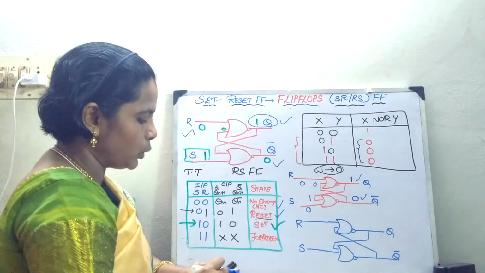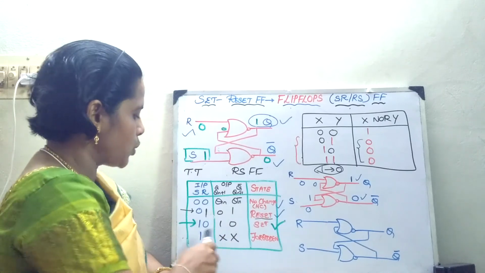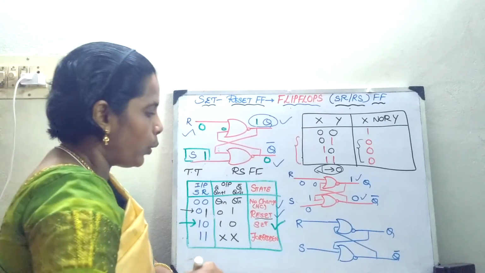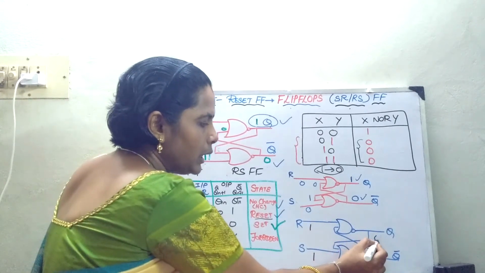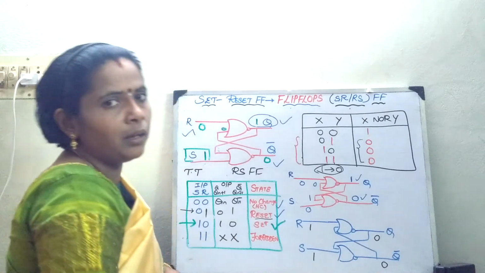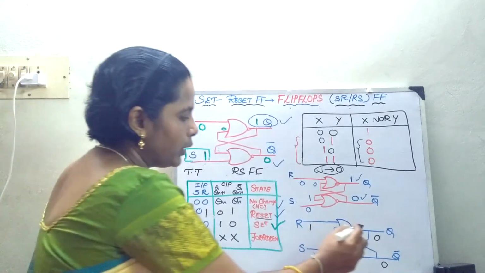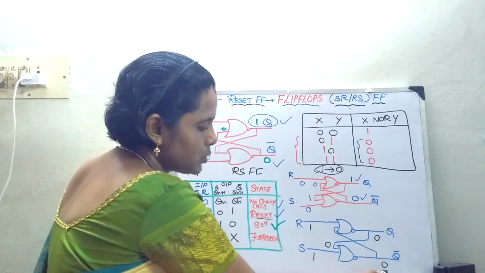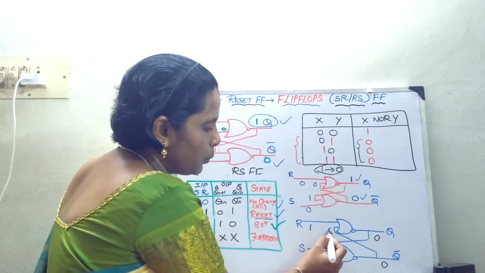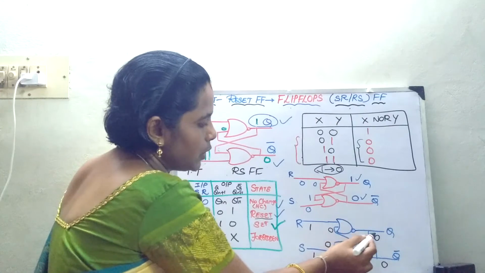Now we will move on to the last circuit, that is your 1, 1 condition. Whenever I take the 1, 1 condition, what will happen? When one input is 1, automatically the other output is going to be 0. Now when this 0 propagates here, for 0, 1, it is 0. Now this 0 propagates here, 1, 0 is 0.